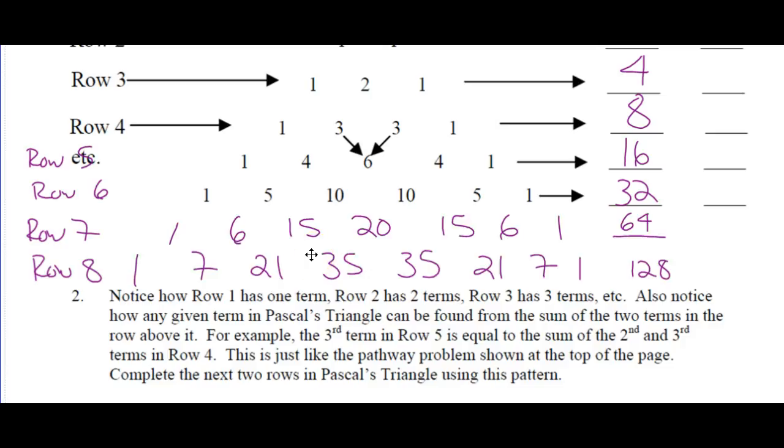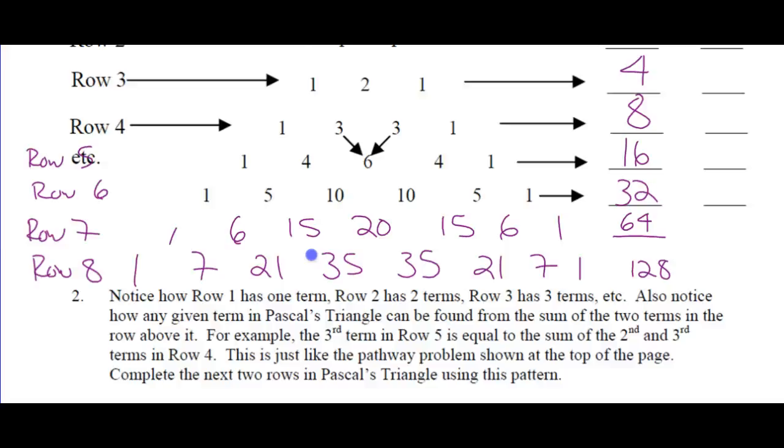So row 7, we see the outside of each row is always just 1, and if you imagine you're adding 2 numbers, you don't have anything here to add, so there's nothing that goes with this, so it's just the 1. Okay, then we start adding. 1 and 5 is 6, 15, 20, 15, 6, and 1. And in row 8, the 1, 1 and 6, 7, 21, 35, 35 again.